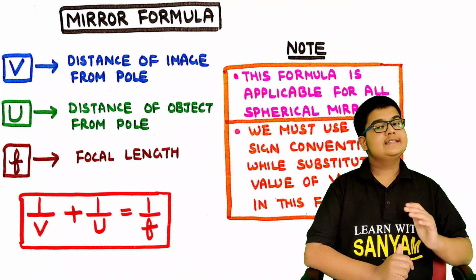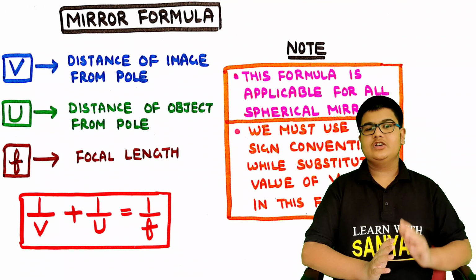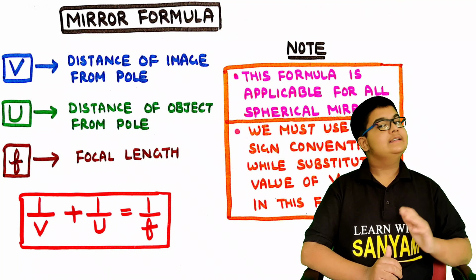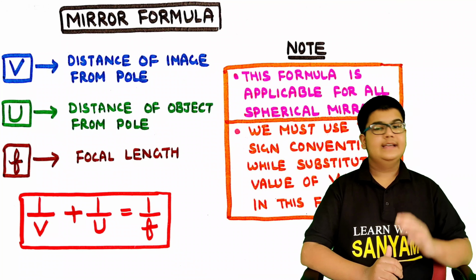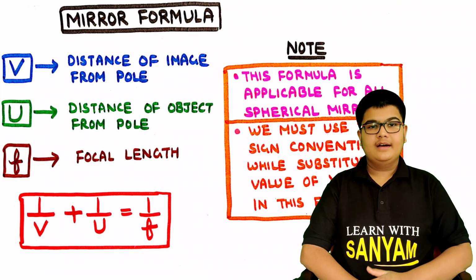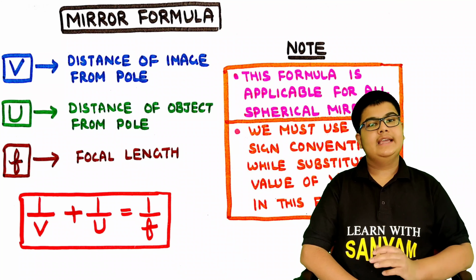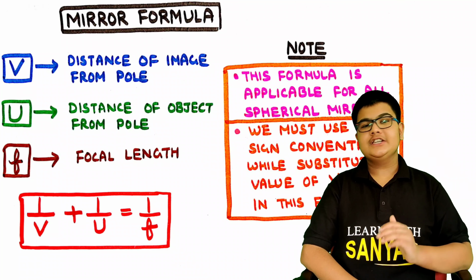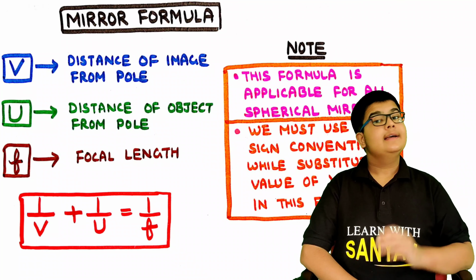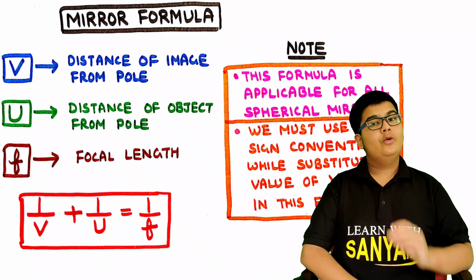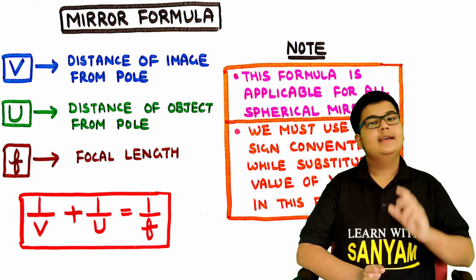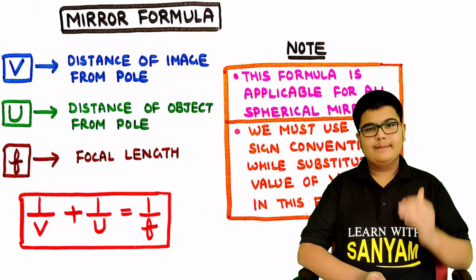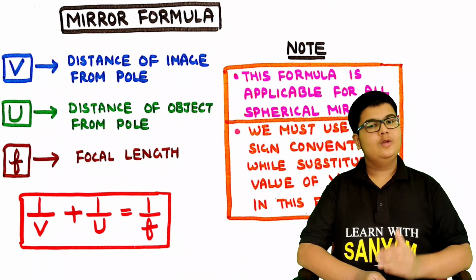This formula is applicable for all kinds of spherical mirrors. But we must use the sign convention while substituting the values of v, u and f in this formula. Now in this mirror formula, if there is a negative sign with the image distance, then the image is real, and if there is a positive sign with the image distance, that is v, then the image is virtual. So negative sign, image is real; positive sign, image is virtual. You have to remember this, and on the basis of this we will be solving many numericals.